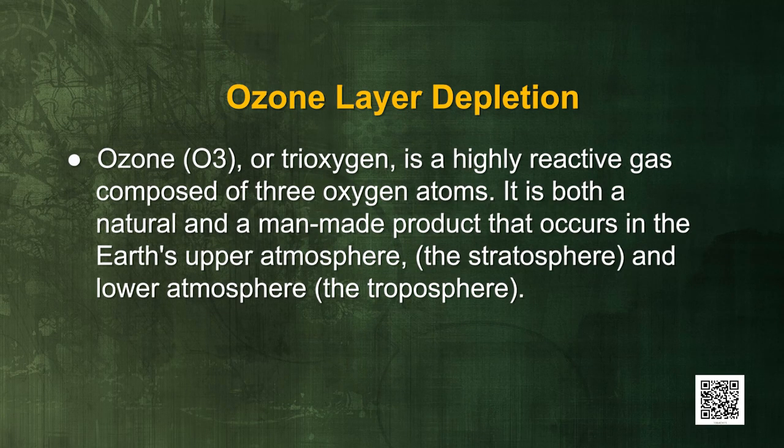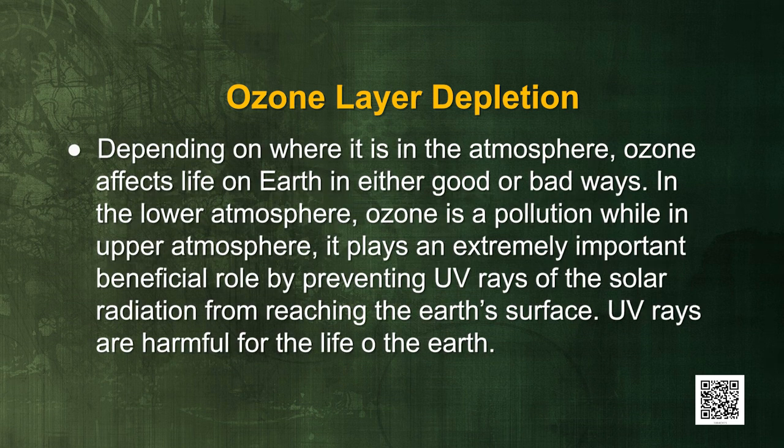Ozone or O3 or trioxygen is a highly reactive gas composed of three oxygen atoms. It is both a natural and a man-made product that occurs in the Earth's upper atmosphere, which is called stratosphere, and lower atmosphere, which is also known as troposphere. Depending on where it is in the atmosphere, ozone affects life on Earth in either good or bad ways. In the lower atmosphere, ozone is a pollutant, while in the upper atmosphere, it plays an extremely important beneficial role by preventing ultraviolet rays of the solar radiation from reaching the Earth's surface. UV rays are harmful for life on Earth.